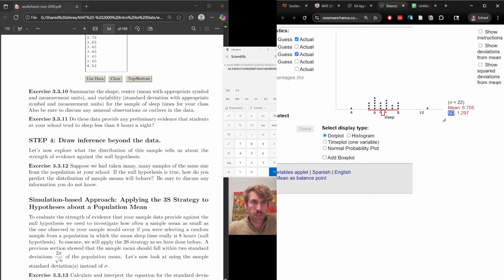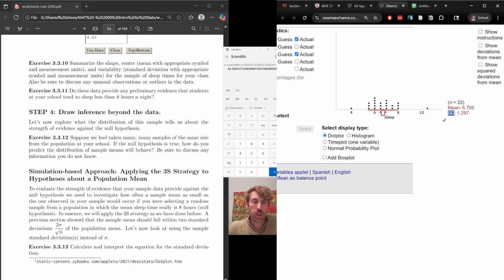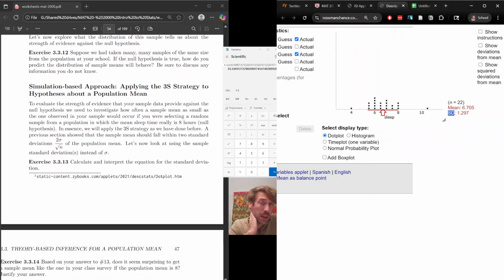Number 11, do these data provide any preliminary evidence that students at your school tend to sleep less than 8 hours? Well, that's a question that's going to be different depending on your sample, but looking at the mean and looking at how many standard deviations 8 is away from it is a good indicator, a good guess at this point. By the end of this worksheet, we'll have a much more precise way. But for number 11, give a good guess and use words like, based on the mean. Okay, making an educated guess.